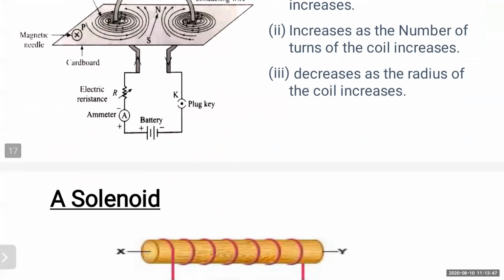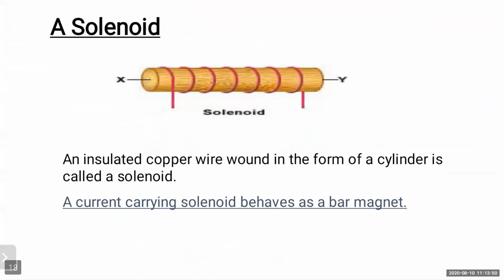The next slide shows what happens if we increase the number of loops. If we increase the turns of the current carrying conductor, that is called a solenoid. Now, what is meant by a solenoid? An insulated copper wire wound in the form of a cylinder is called a solenoid.